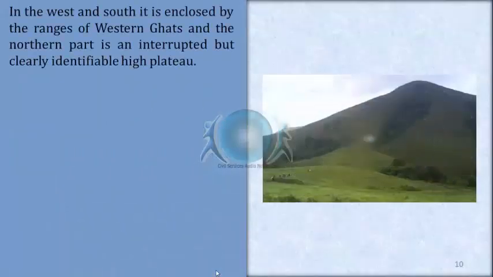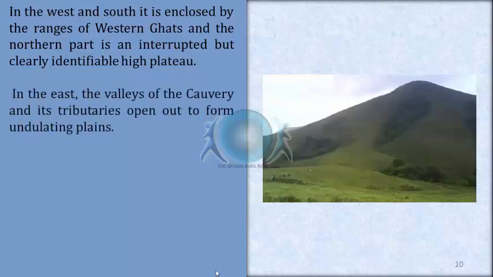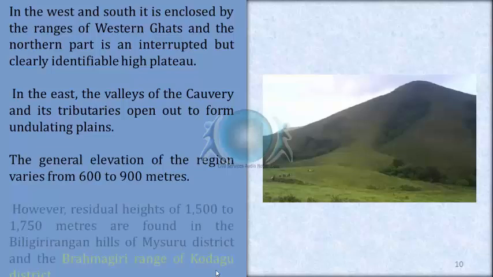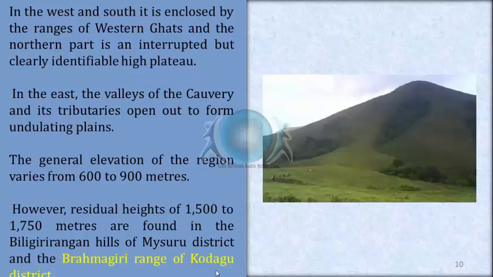In the west and the south it is enclosed by the ranges of the Western Ghats, and the northern part is an interrupted but clearly identifiable high plateau. In the east, the valleys of the Kaveri and its tributaries open out to form undulating plains. The general elevation of the region varies from 600 to 900 meters. However, residual heights of 1500 to 1750 meters are found in the Biligiri Rangan hills of Mysuru district and the Brahmagiri range of the Kodagu district.